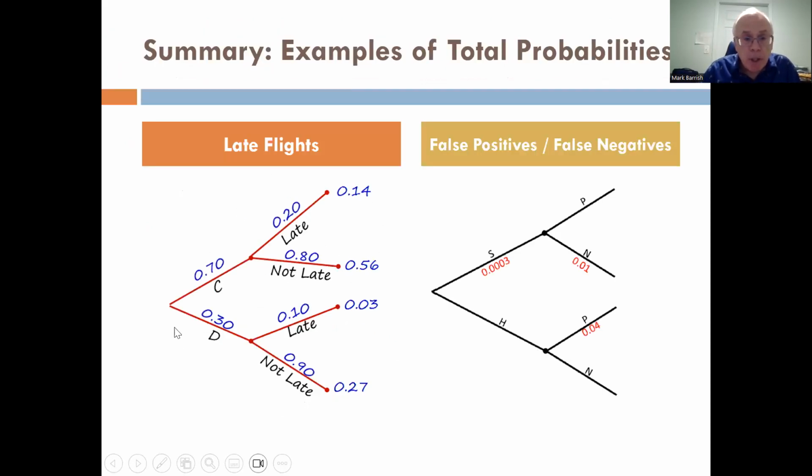And this is the example with the flights. You could have used this tree diagram to talk about the flights. The flight example we saw before, where 70% of the flights in a given airport were with airline C, 30% with airline D. And then they said if you took airline C, the chance that you were late is 20%. And if you took airline D, the chance that you were late is 10%. And you could fill out all the rest of this using the same idea. Okay.